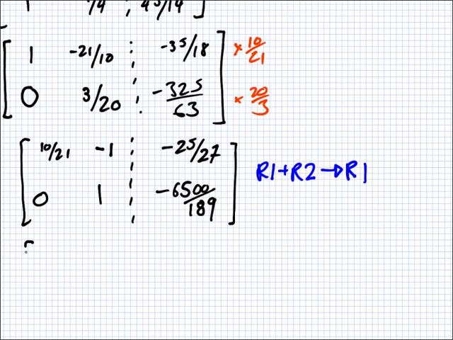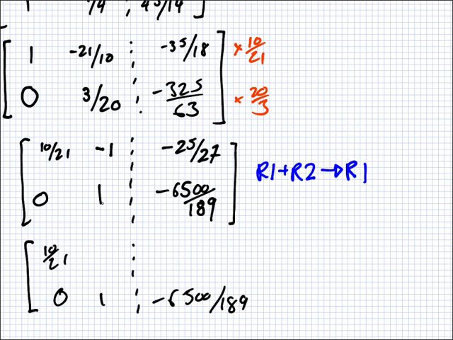So now I get, that's the same down the bottom. Right, row 1 plus row 2. 0 plus 10 over 21? 10 over 21. Minus 1 and the 1? 0. So can somebody add these? Minus 25 over 27 plus negative 6,500 over 89. So it'll probably be another big fraction. Plus.